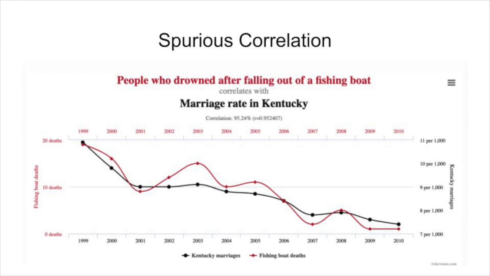And here's another example. People who drowned after falling out of a fishing boat and marriage rate in Kentucky. And this shows that as fewer people got married in Kentucky, fewer people drowned. This is a spurious correlation. The marriages aren't causing the drownings, or vice versa, the drownings aren't causing marriages. This is a spurious correlation. That's our big show for today.